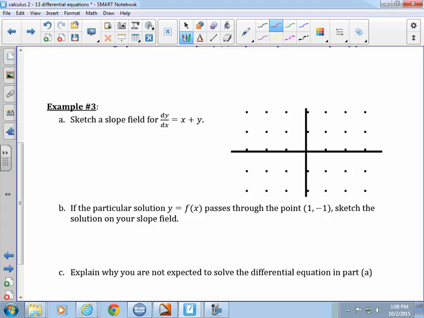I cannot solve this differential equation. Why? It's addition, so I can't separate the variables. This is one that you would not be asked to solve in Cal 1, 2, or 3. It would be a differential equations class question. So we are not going to try to find a particular solution, but we are going to sketch it. Why are we not expected to solve this differential equation? Because we can't separate the variables.